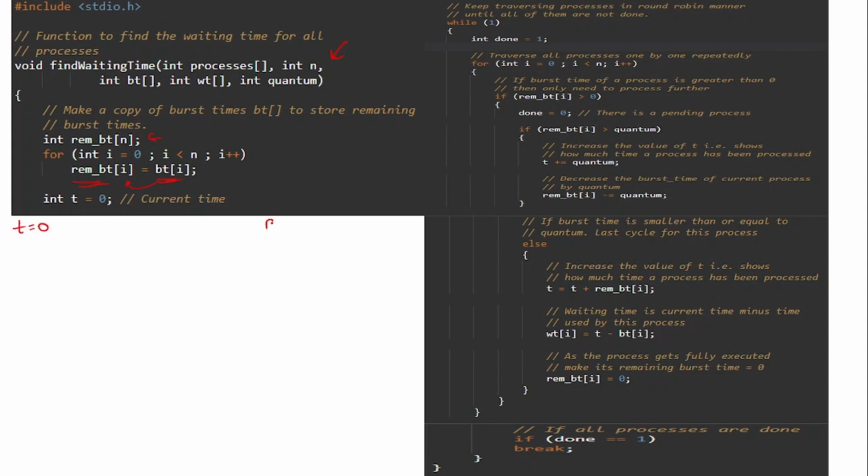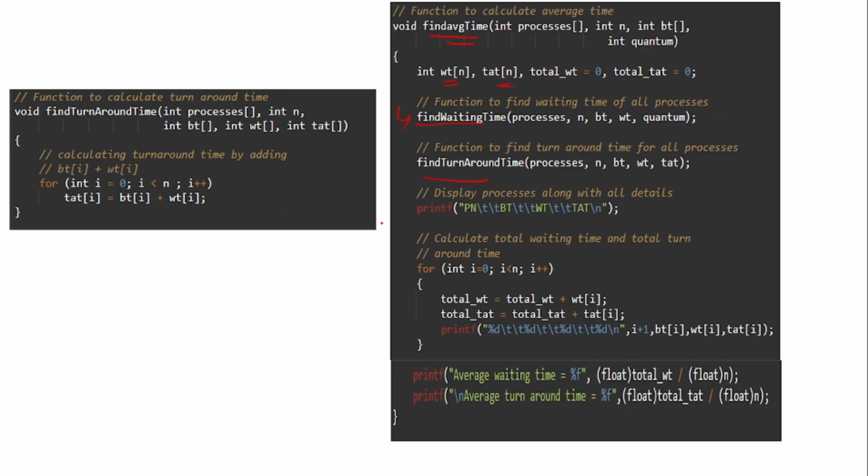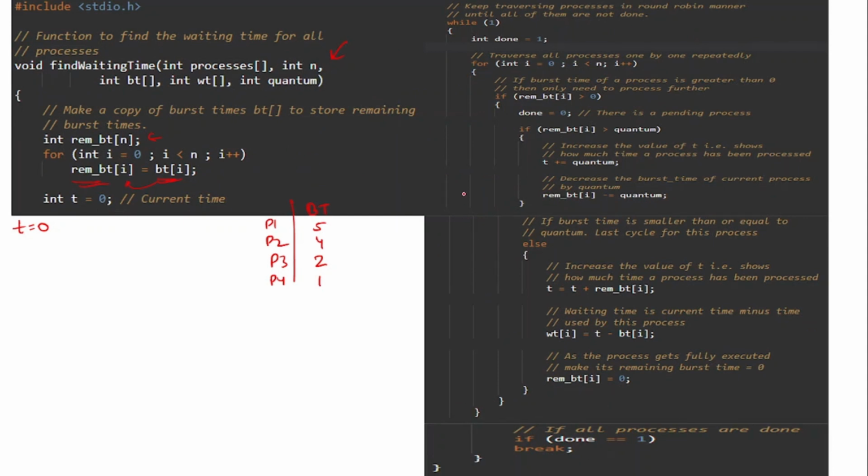Now I have processes P1, P2, P3, P4 with their burst times as 5, 4, 2, 1. This was the input which we took from the user, and based on this input I will calculate the waiting time and the turnaround time. So at t equal to 0, I have initialized the current time at 0, and I start off with this while loop.